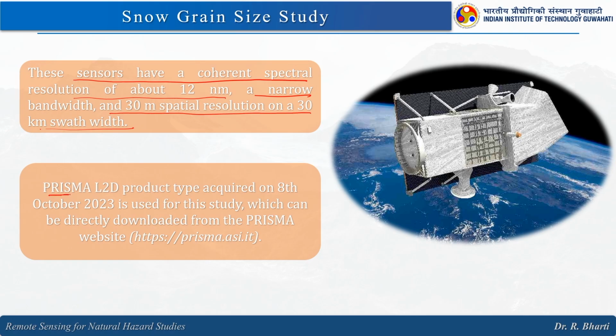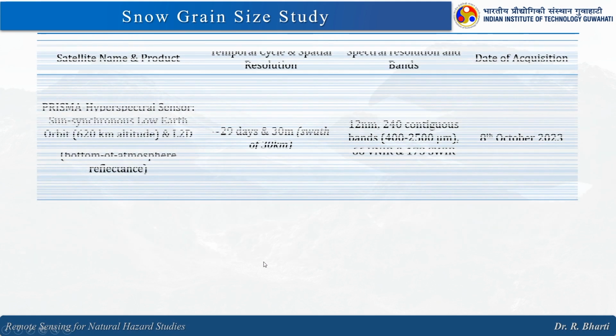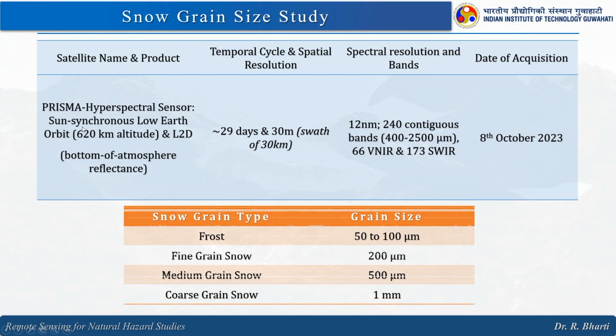So, we have used the PRISMA L2D product, which was acquired on 8th October 2023, and this was downloaded from this particular website. So, you can simply register and then after that you can download the data sets. So, here you can see the basic details about this data: the PRISMA hyperspectral sensor that has been used, the spectral resolution and the date of acquisition.